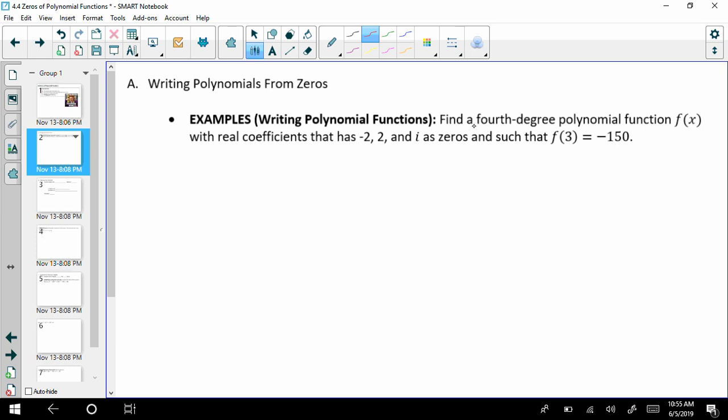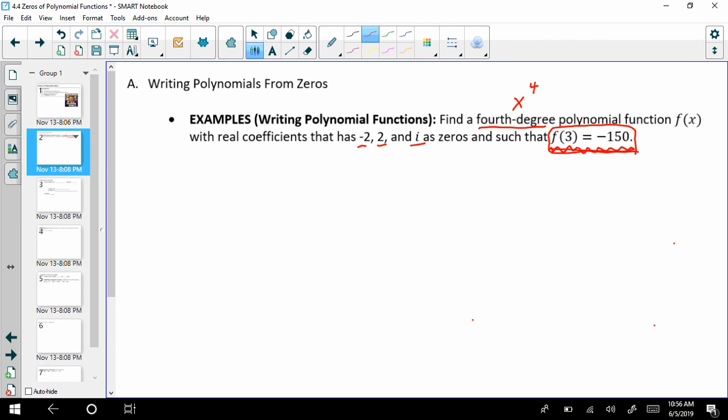Find a 4th degree polynomial function. So this means by the time I get done, I know the highest exponent I should see is a 4. With real coefficients that has -2, 2, and i, so it has an imaginary answer, as zeros, and such that when I plug 3 in, I get -150 out. We will take this and deal with it last, so for now let's ignore it.